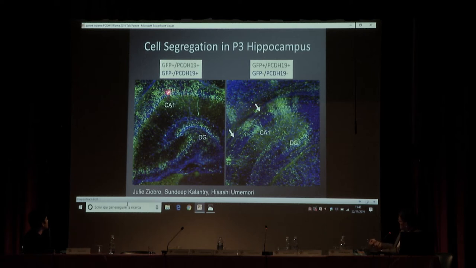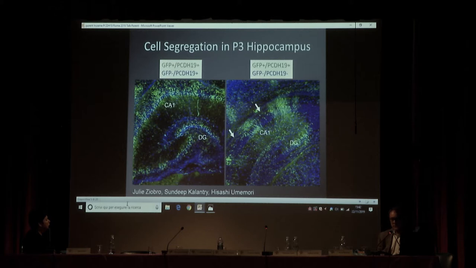Here's wild-type CA1, where the cells are mixed. With the GFP cross with the knockout, you can see knockout cells and wild-type cells that are segregating. And interestingly, we don't see that in CA3 or the dentate gyrus. It's more consistent in CA1.